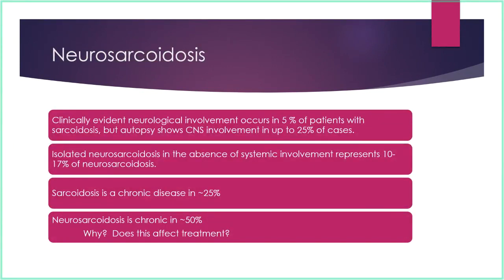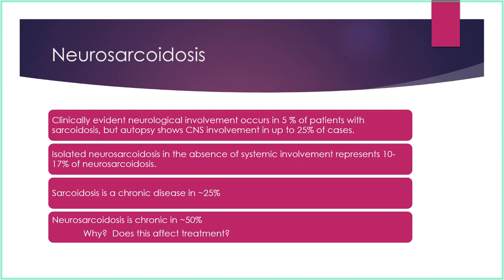Here are some bullets that I think are important. I'll hit something that's a little bit more interesting. Systemic sarcoidosis is the most common. That's involvement of the lung, the lymph tissue, skin, and eyes. Neurosarcoidosis is really quite rare, and especially rare isolated from disease involving the lung, lymph system, skin, and ocular system.